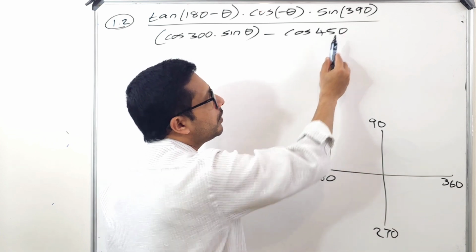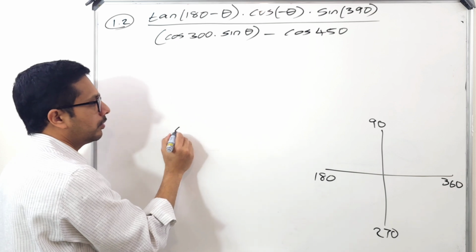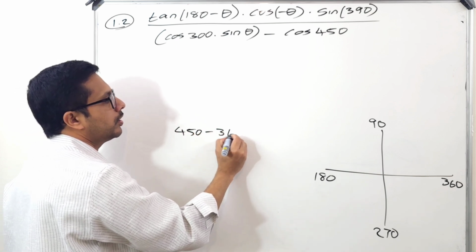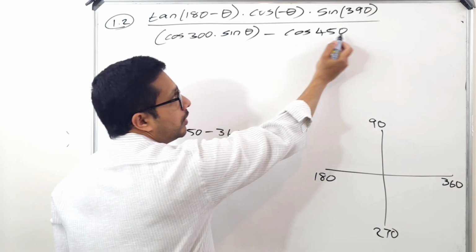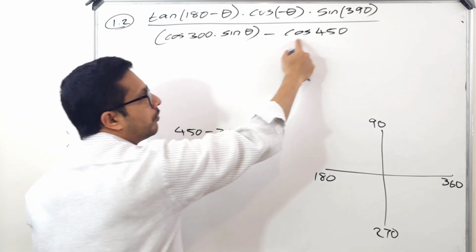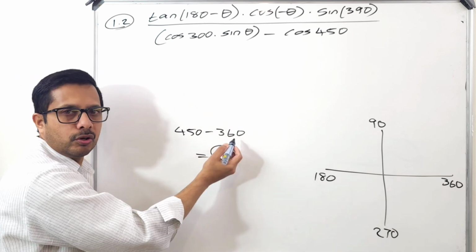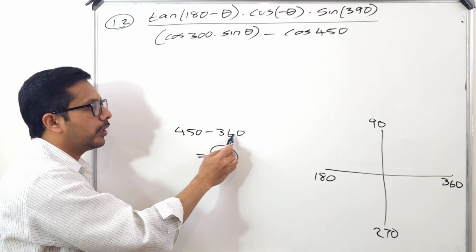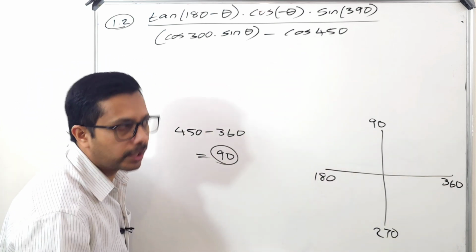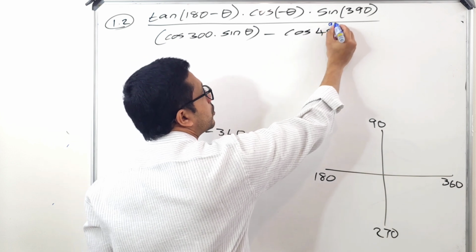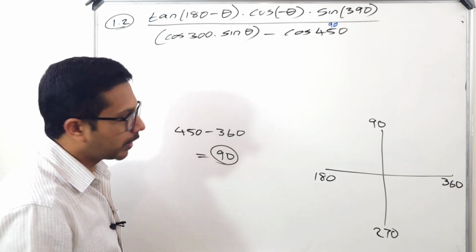Then 450, how can we write? Just subtract 450 minus 360. What is the answer? It is 90. So instead of this 450, what can we write? Cos of 90. Am I right? I hope you already studied like this. 450 minus 360 is 90. So this 450, you have to understand that it is the same as cos of 90.